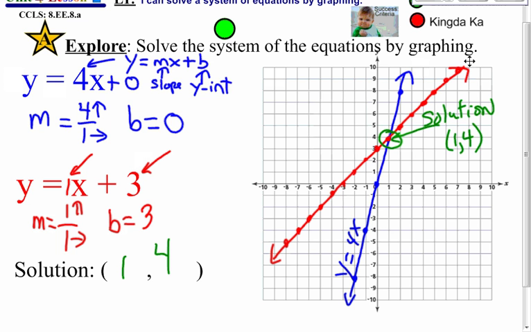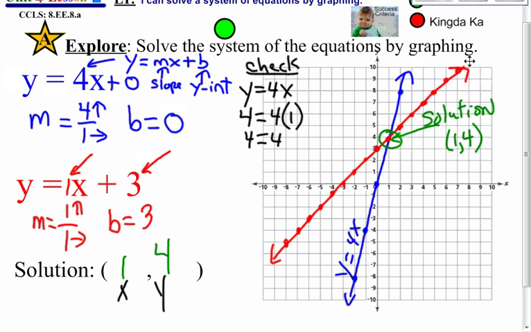The last thing you should do is always check. Check is very easy. Just rewrite the original equation and substitute in your x and your y. So the y in this case is 4 and the x is 1. 4 times 1 is 4. That solution checks for that equation.